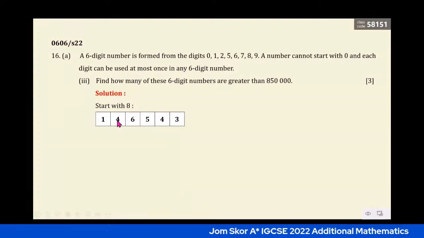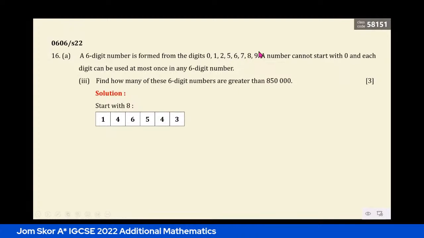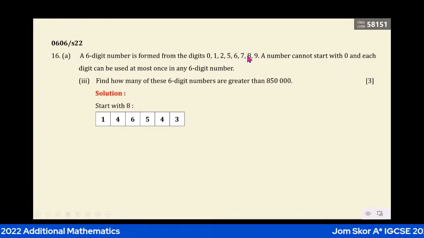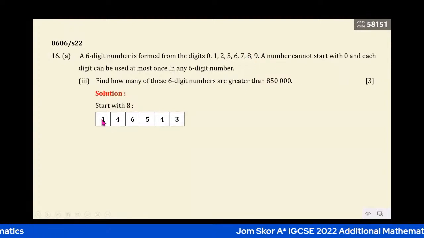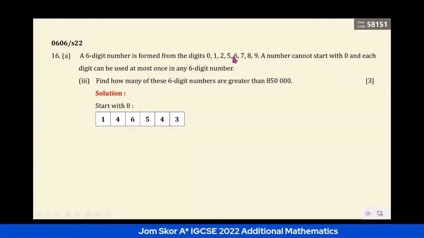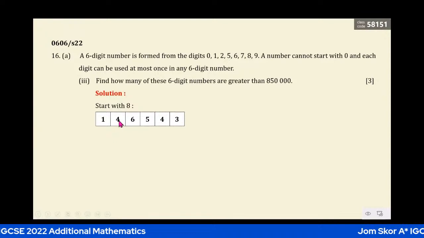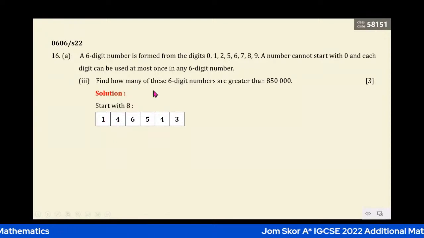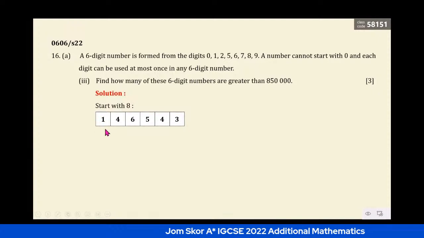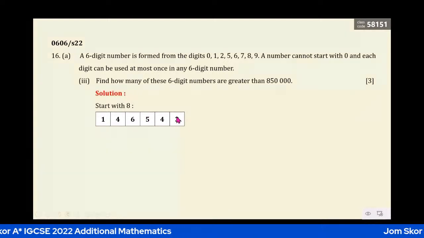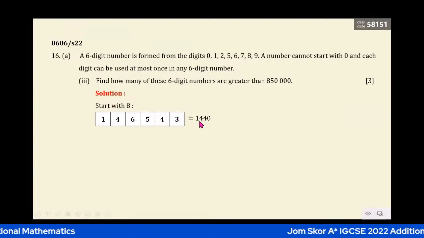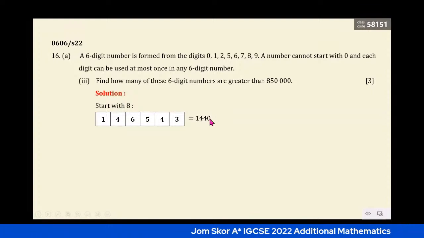Okay, 5 and above. For 5 and above ada 5, 6, 7, 8, 9. Okay, we have 5 digits altogether. But number 8, we already use number 8 for the first place. So kita akan ada 5, 6, 7 or 9 only. So we have 4 choices. Okay, so after you use 2 digits, so out of 8, use 2 digits. So we have another 6 choices, 5, 4 and 3. Okay, so you multiply all this, you will get 1440. Okay, so that one is for the numbers start with 8.